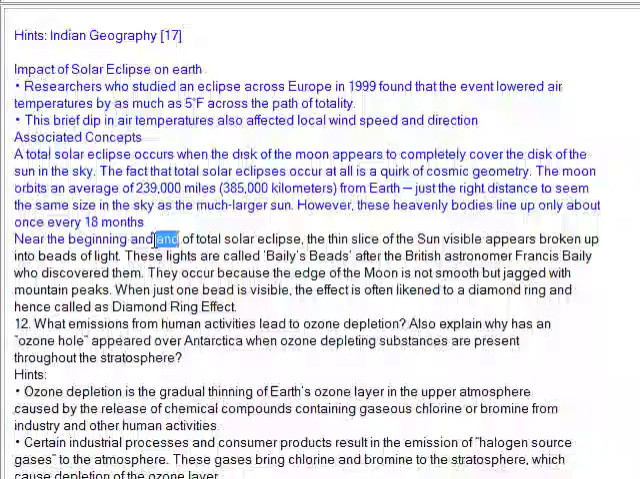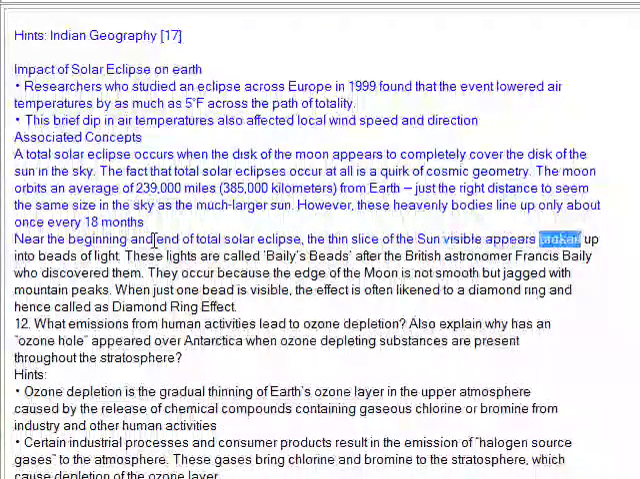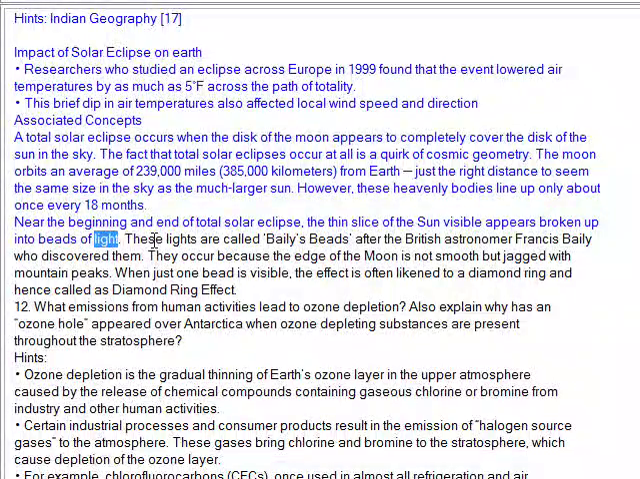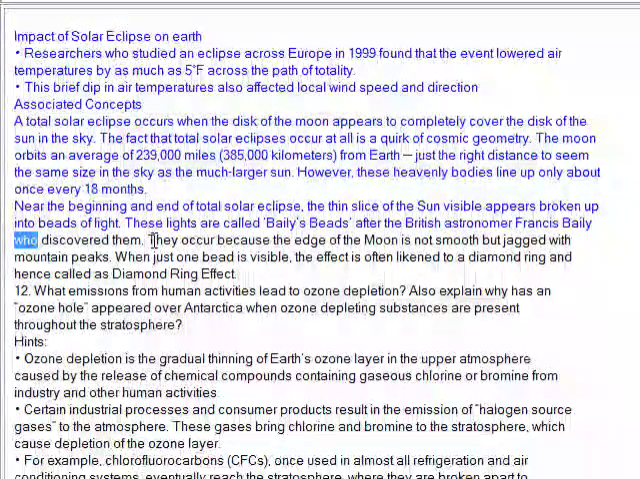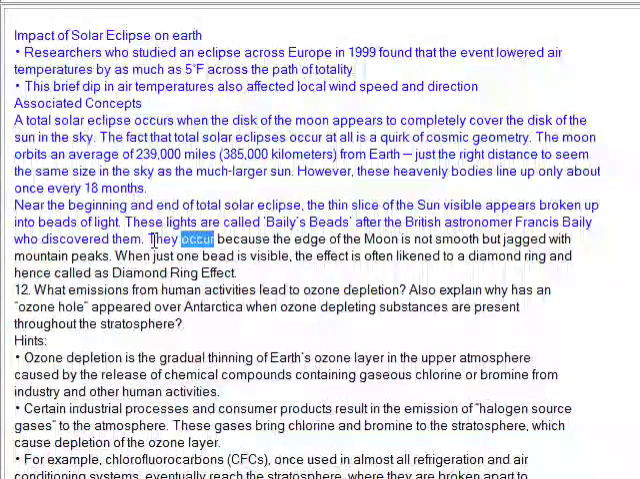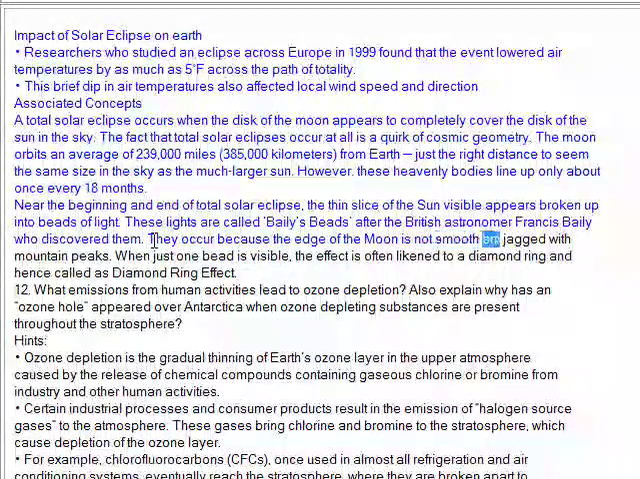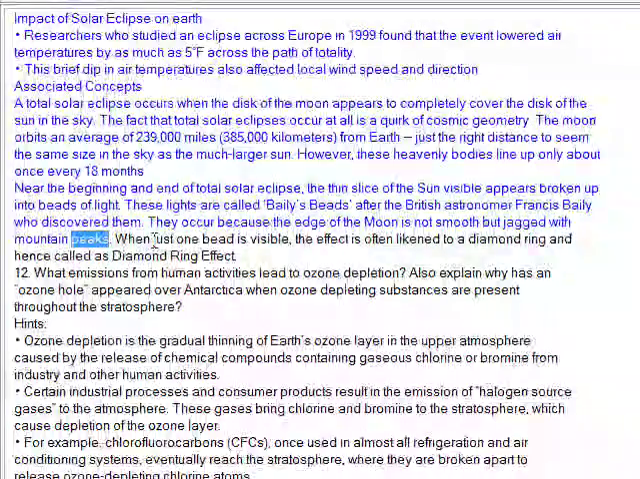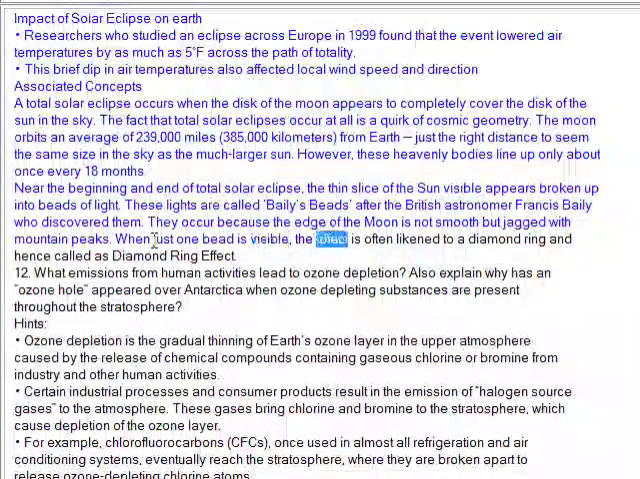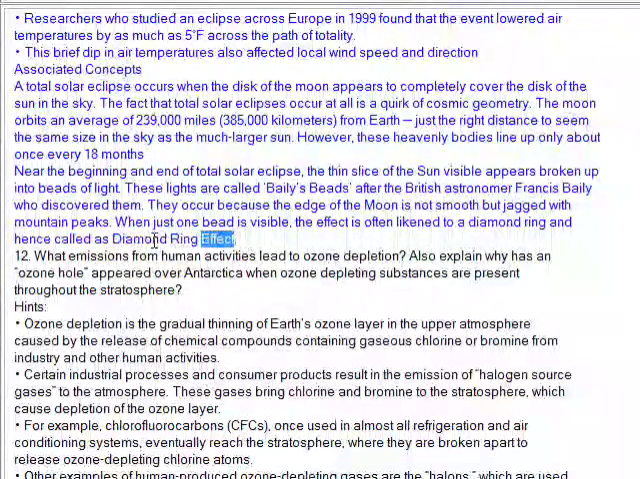Near the beginning and end of a total solar eclipse, the thin slice of the Sun visible appears broken up into beads of light. These lights are called Bailey's beads after the British astronomer Francis Bailey, who discovered them. They occur because the edge of the moon is not smooth but jagged with mountain peaks. When just one bead is visible, the effect is often likened to a diamond ring and hence is called the diamond ring effect.